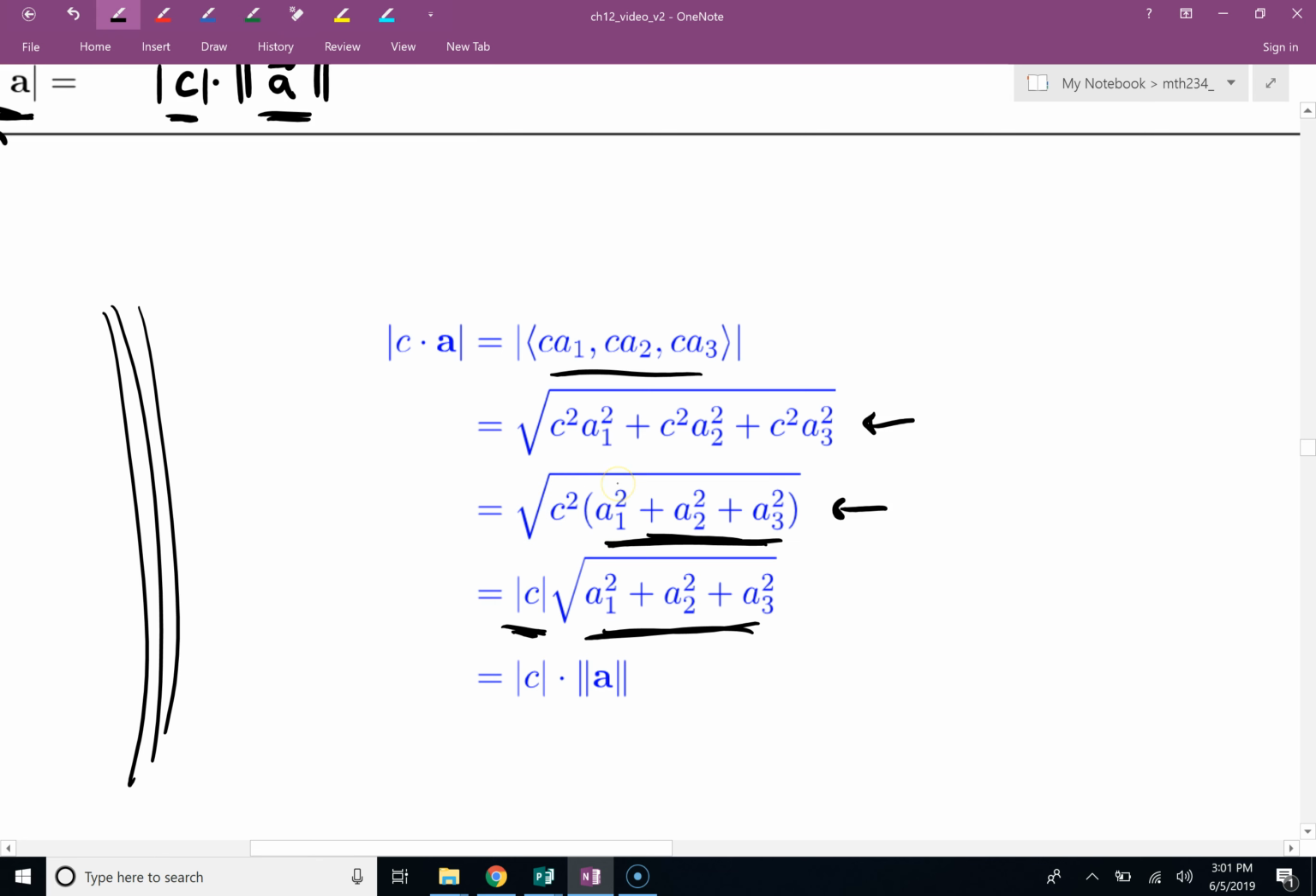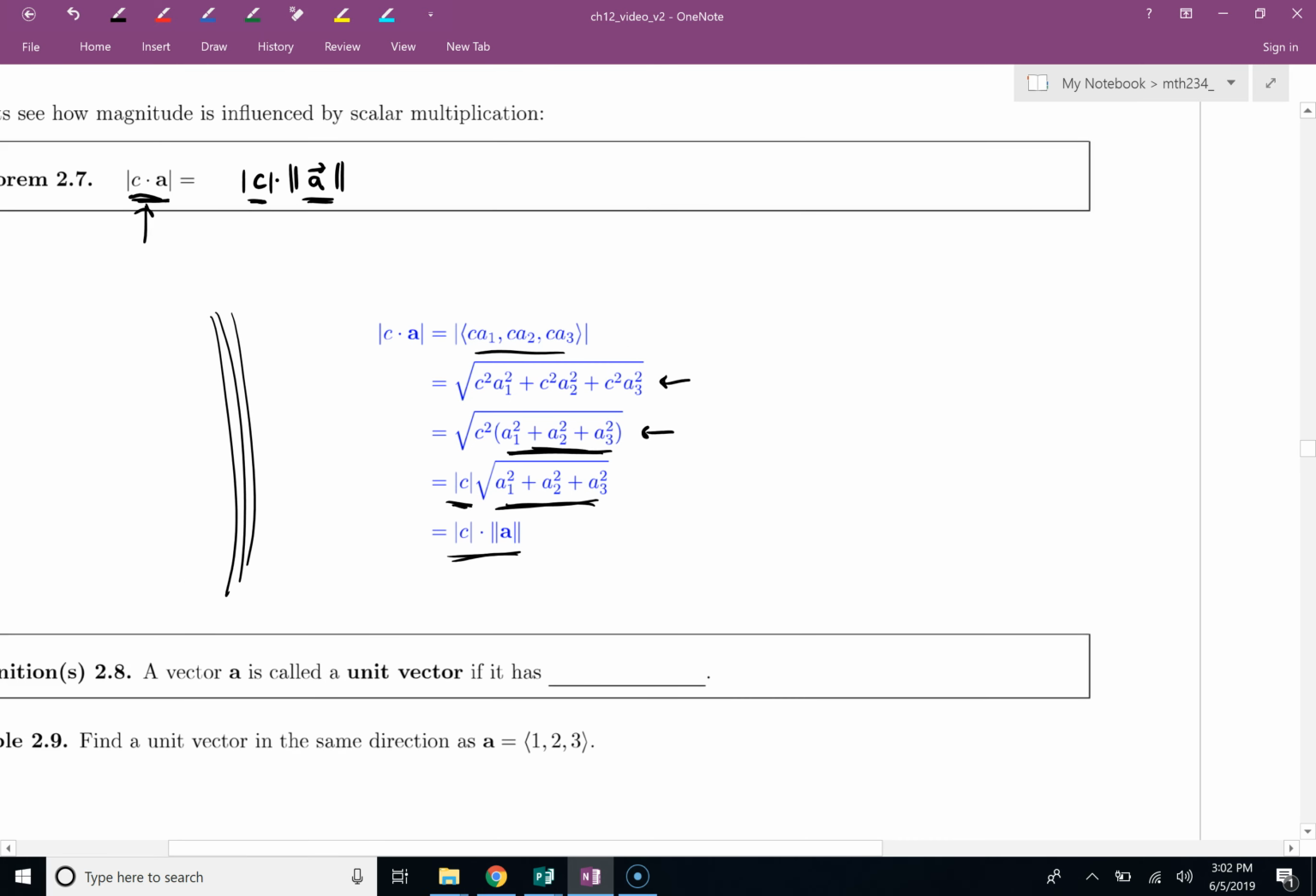All right, and that's what gives us our final result. It's just the scalar multiple times whatever the length of that vector was, the magnitude of a, with one caveat: if that scalar is negative, the result really ought to be positive. So we use the absolute value to fix the situation there.